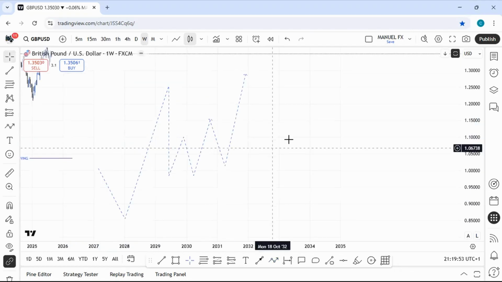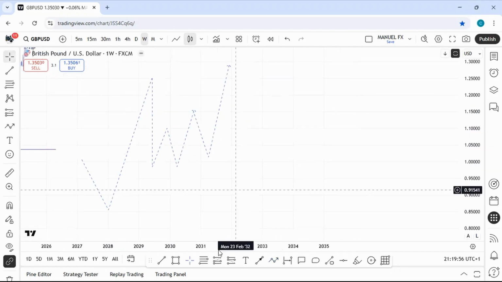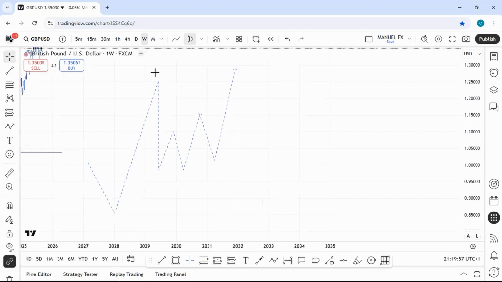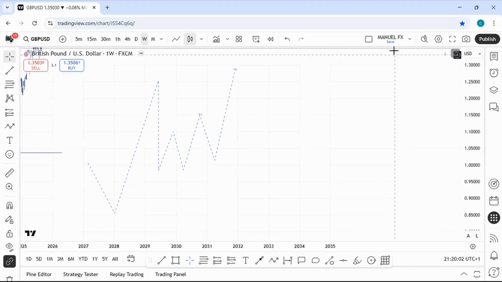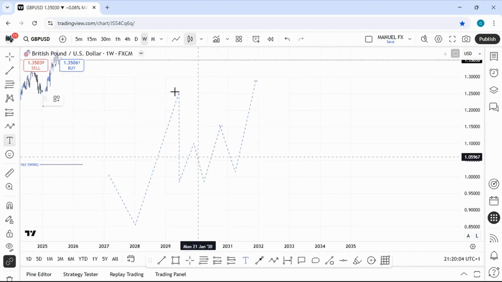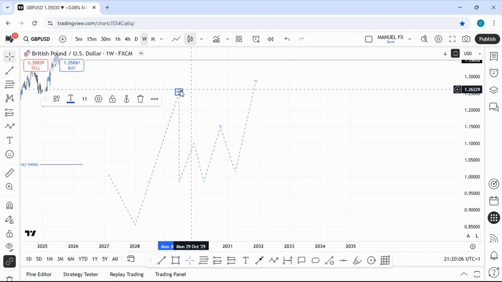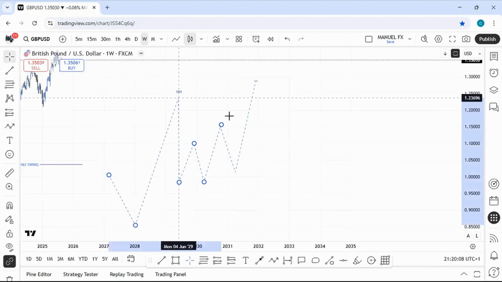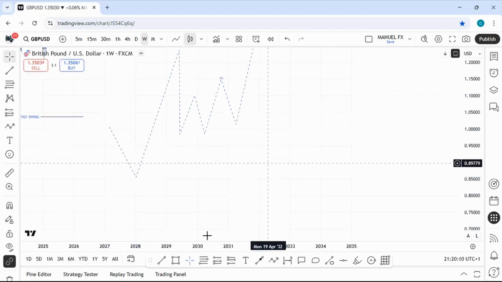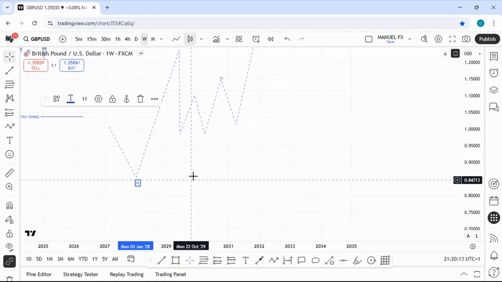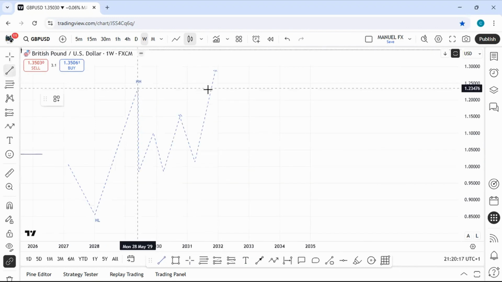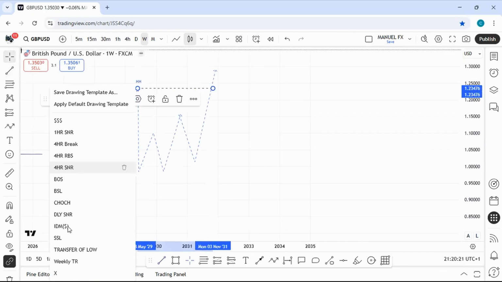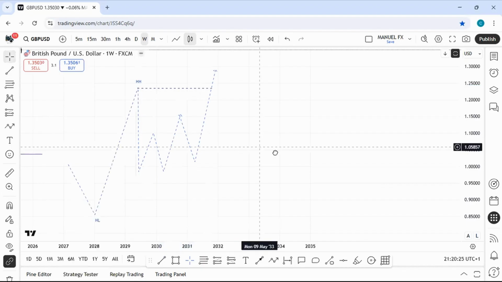Okay. So if this is our higher high, like I told you, if this is our higher high and this is our higher low, and this is a break of structure, and I told you that inducement is a valid retracement move.